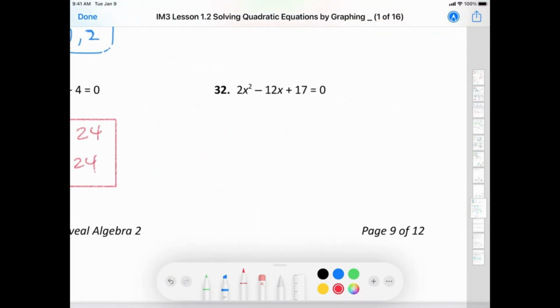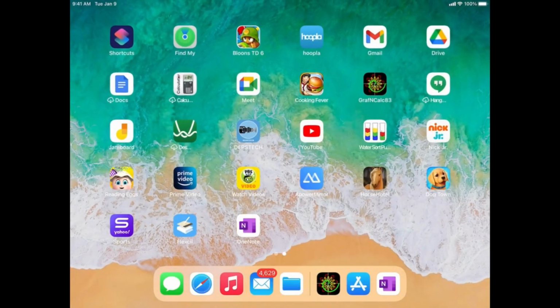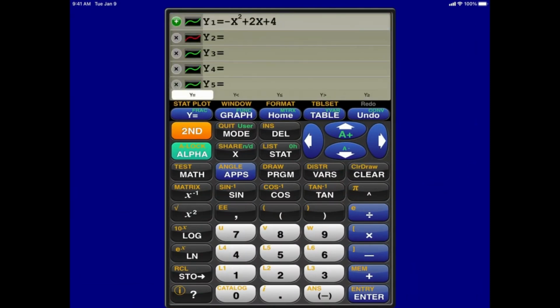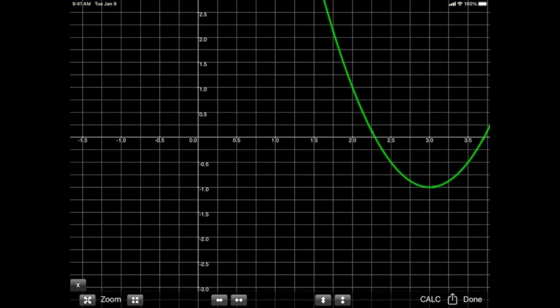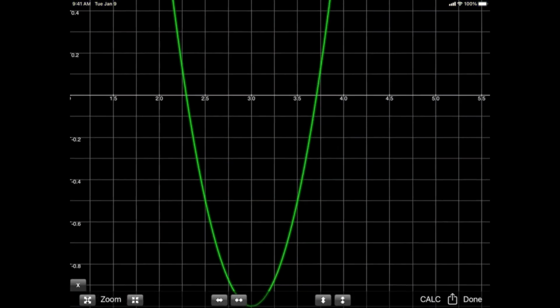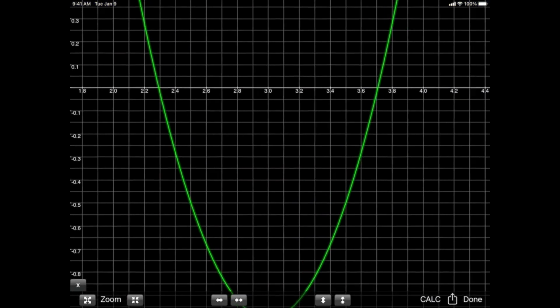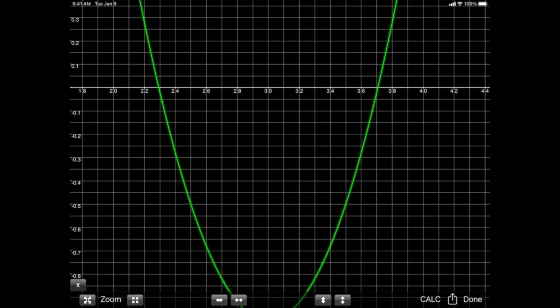And let's try number 32. Press Y equals, press clear. I'm going to press 2nd. Let's do my trick: x squared minus 12x plus 17. Graph it to give yourself a visual. This is awesome because it's really telling you where it's at.